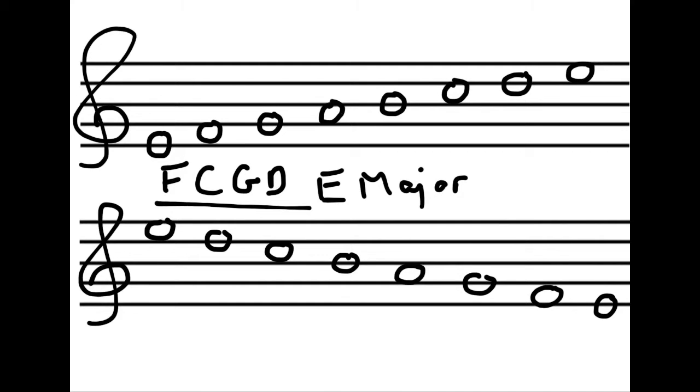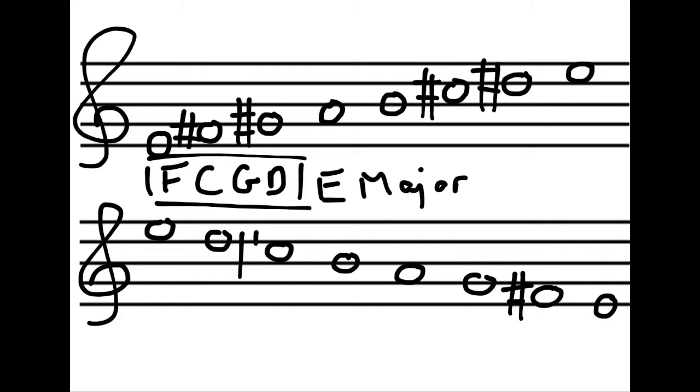And majors are quite easy because all you do now is apply these 4 sharps to the scale. Okay, so put in your F sharp, your C sharp, your G sharp, and your D sharp. And the same for descending, put in your F sharp, your C sharp, your G sharp, and your D sharp. And that's it. That's basically how you write major scales, particularly E major.